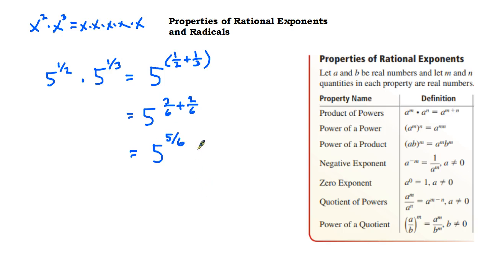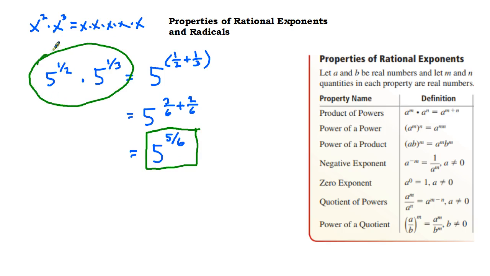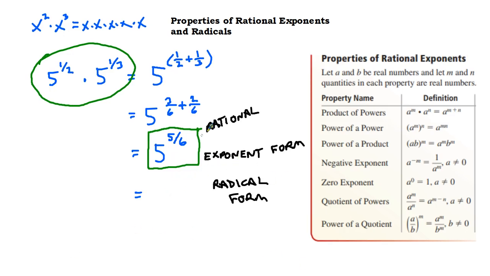And that could be the answer all by itself. It depends on what the question's asking for. If we are merely presented with a problem that looks like this, and we're asked to simplify or to multiply, then this is the best result, because we started off with rational exponent form and we ended up with rational exponent form. Now, if for some reason we were told to get the answer in radical form, well, that's a whole nother thing. So again, this is rational exponent form, so you might want to add those words to your notes.